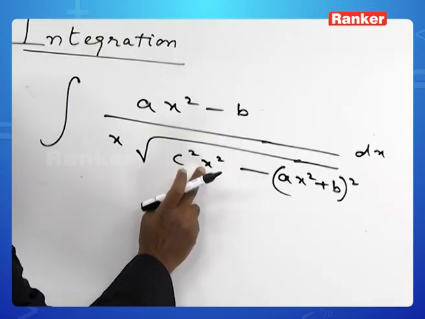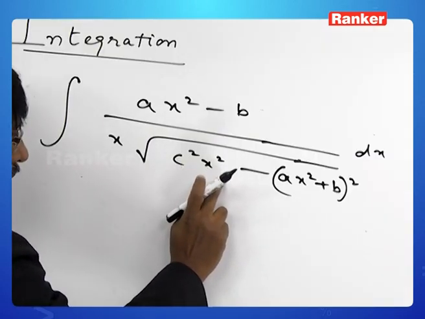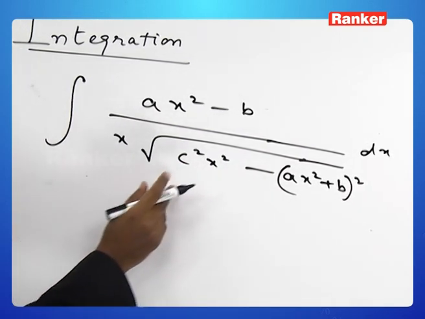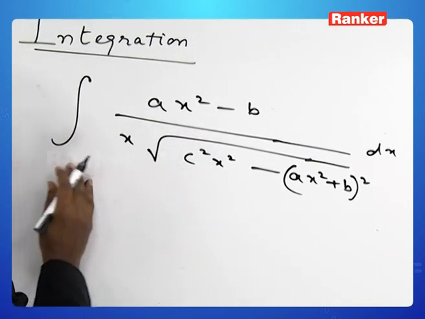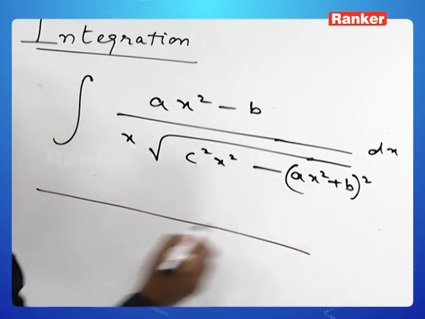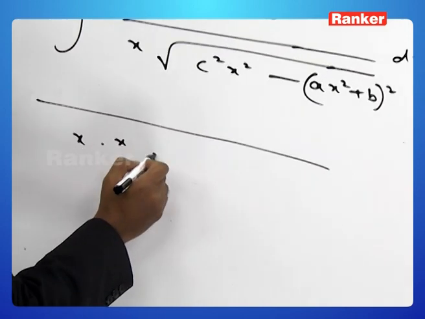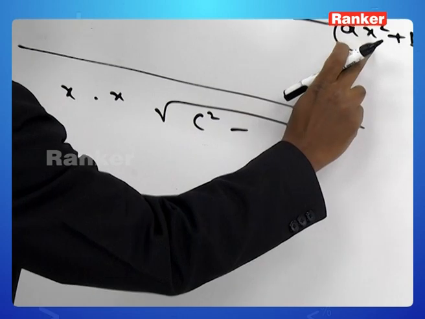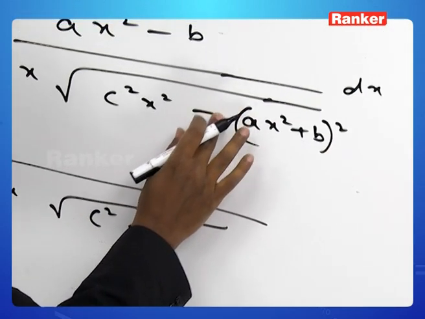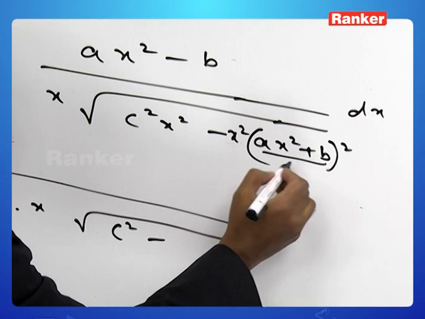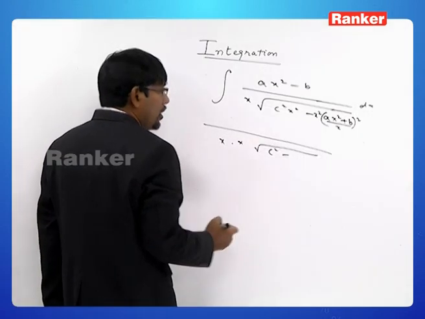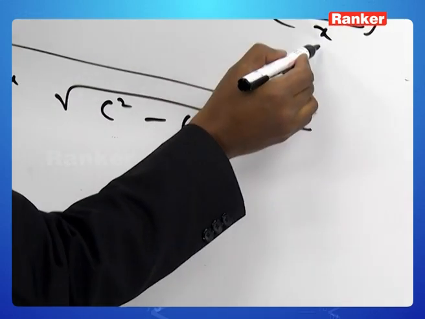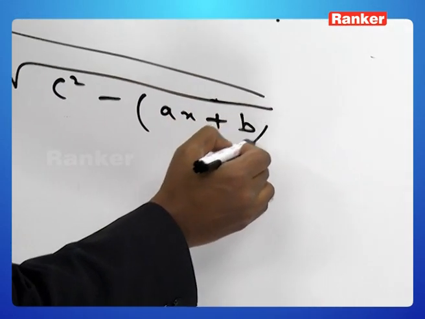So let us see. What we do is, I will take an x square common inside this square root. So we will pull out an x square, and it comes out as x here. So x into the denominator c square minus, but I will have to multiply and divide by x square here. So x square, and when I take it inside it will be x. So c square minus, I will take ax plus b by x, whole square.